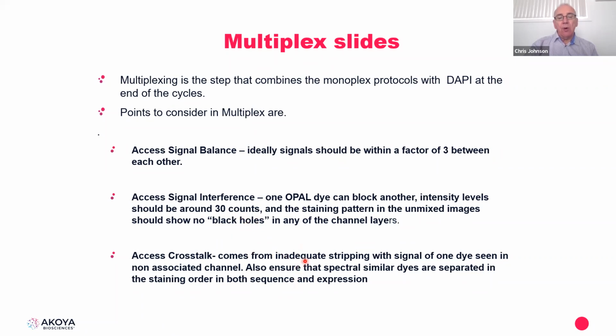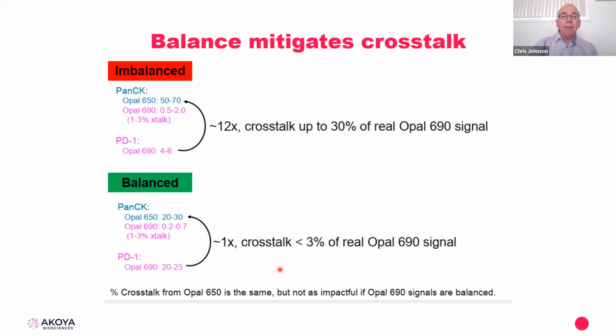It's covering the emission of one dye with another. And crosstalk, of course, if you've got excessive crosstalk, then that means that you have inadequate stripping, and you'd need to go back and look at that. Balance is important because it influences crosstalk.